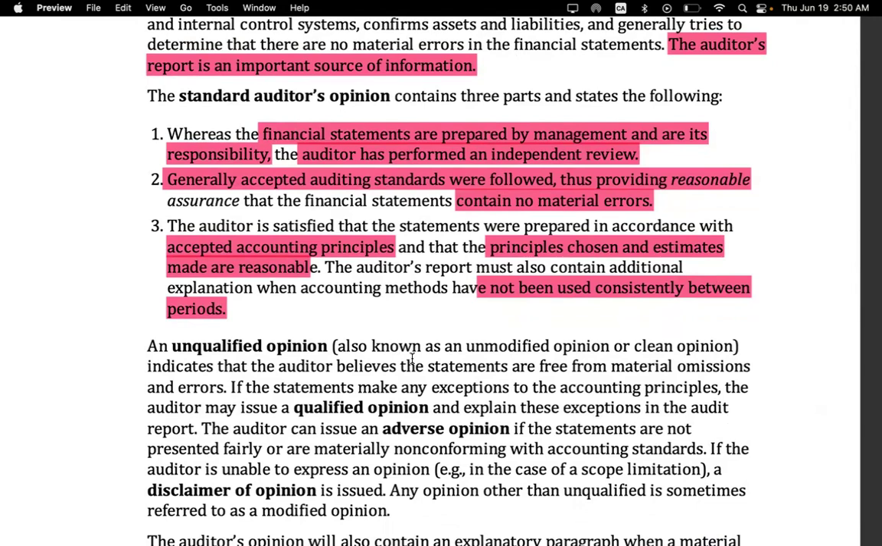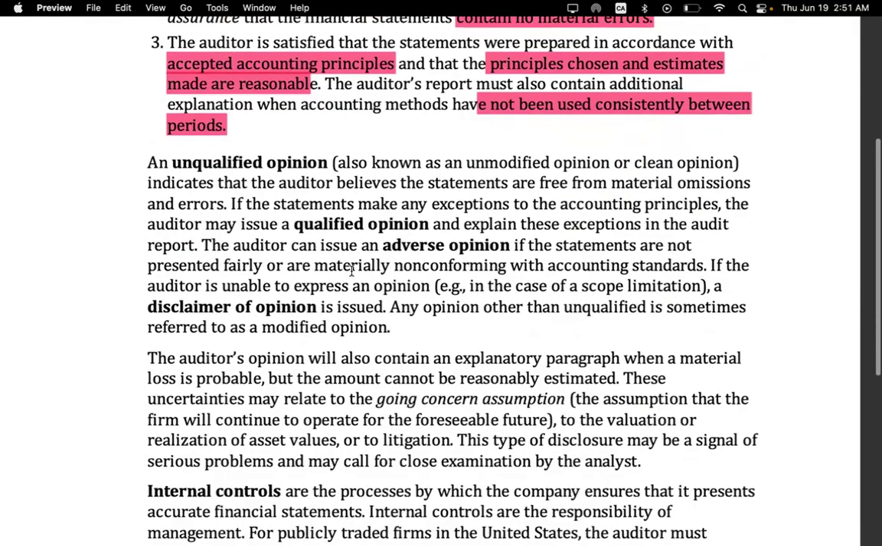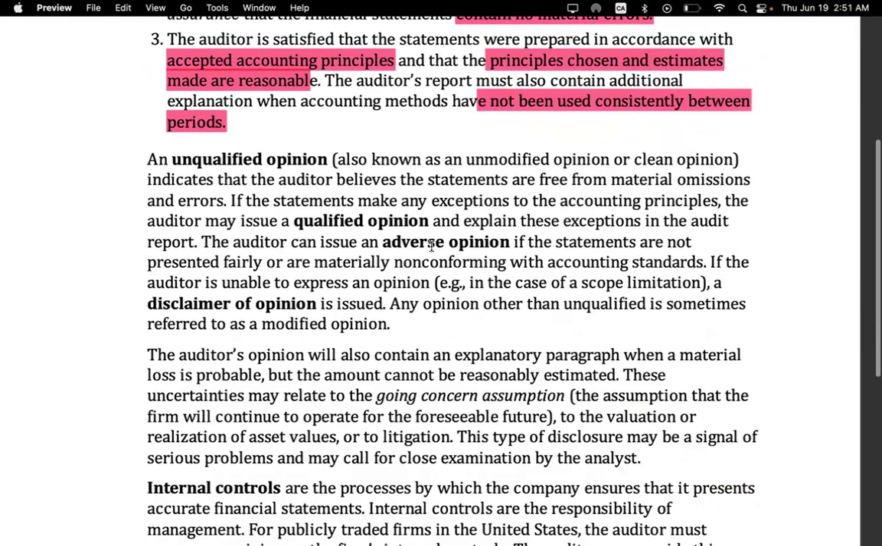So if you were using one accounting method in year one and a different one in year two, the auditor should put that in his report that they're changing their accounting methods quite a bit, which could indicate that there might have been some manipulation or something like that. Now you have opinions: unqualified, qualified, disclaimer of opinion. The best one is unqualified. That's the best one. Even though it's quite contradictory, unqualified is like someone who doesn't know their stuff, right? But here, unqualified is the best one.